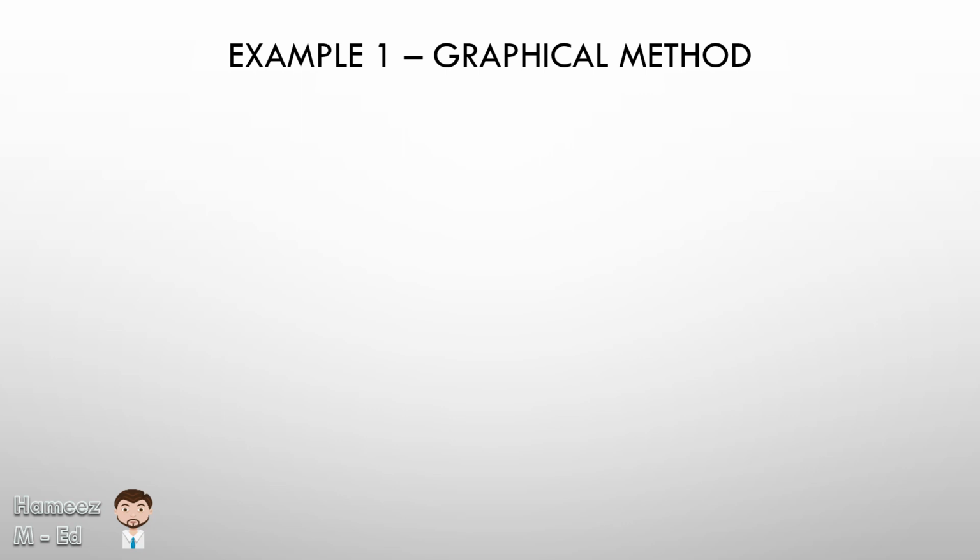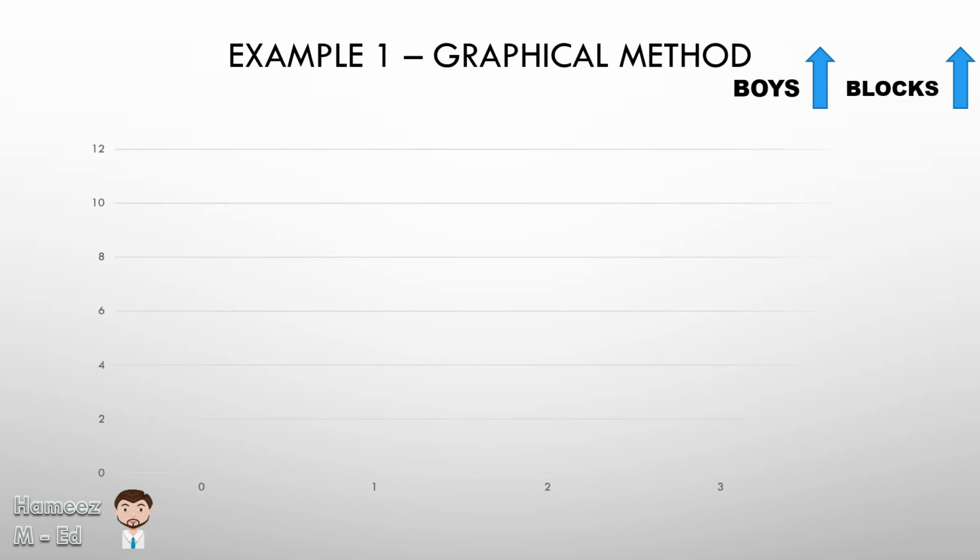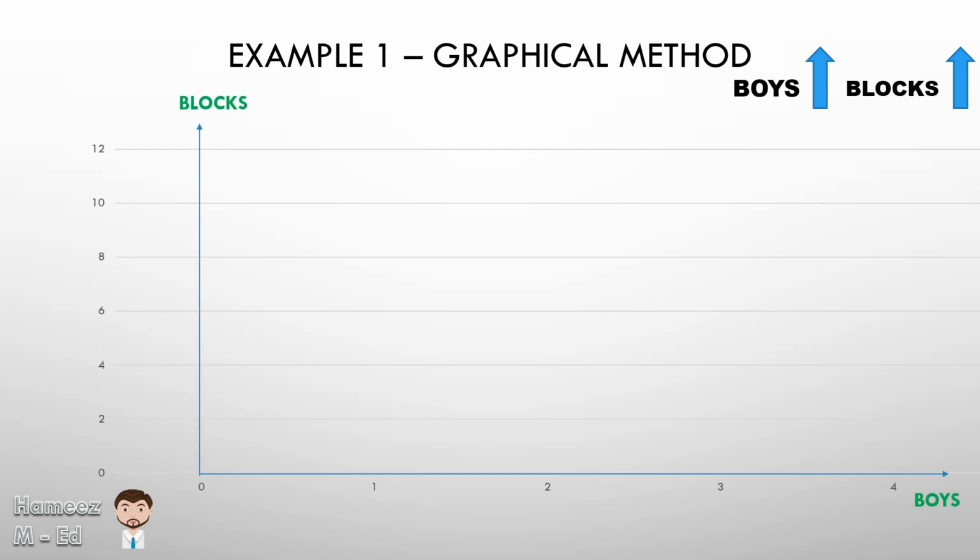Let us now look at the same situation, and we are plotting the information onto a graph. We recognize that as the number of boys increased, the number of blocks to balance the seesaw also increased. So if we plot the graph, plotting on the x-axis boys and on the y-axis number of blocks, then we can see our first point will be at 0 boys requires 0 blocks for it to be balanced. And then 1 boy required 2 blocks for it to be balanced. And 2 boys required 4 blocks to be balanced.